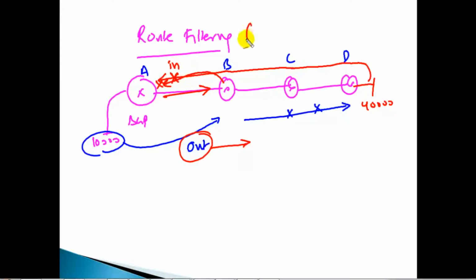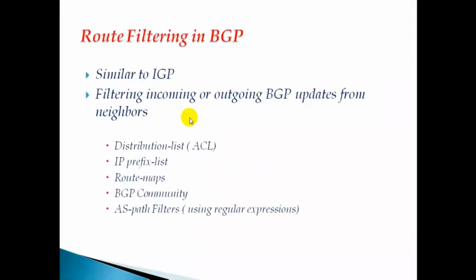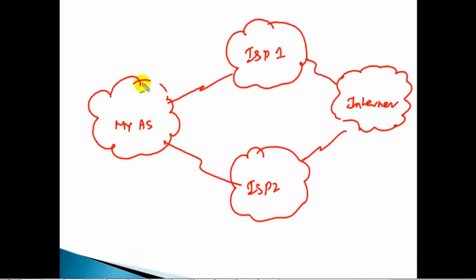This is something similar to what we have learned in the basic IGP route filtering concepts. I'm not getting into much more detail, since I discussed the same thing in IGP as well. Now the next thing, when and where this is applicable. We'll see a couple of scenarios where BGP route filtering is applicable.